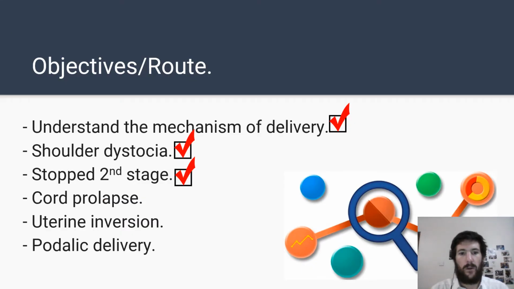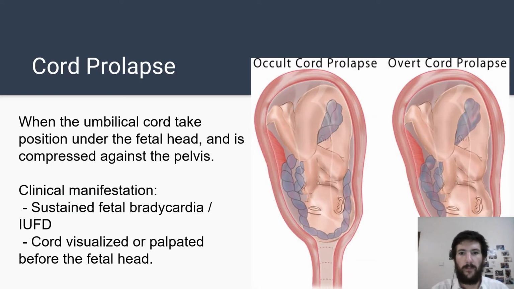So now we will see the cord prolapse. What is a cord prolapse? It is when the umbilical cord takes position under the fetal head and is compressed against the pelvis. We have two clinical types of cord prolapse. That is the occult cord prolapse that we cannot see and is very high, very up, and the overt cord prolapse, which is when the cord is going a little bit into the vaginal channel.